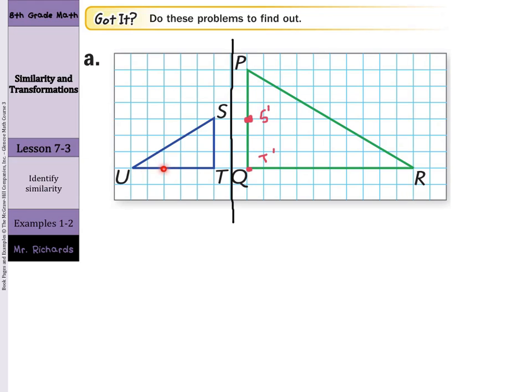From U, we're 1, 2, 3, 4, 5, 6 spots. So we need to go 1, 2, 3, 4, 5, 6 spots, which puts us right here. And that's our new U. And now if we connect those, we can see that our orientation is the same. So the first transformation that we performed was a reflection. Now, can we do a dilation?